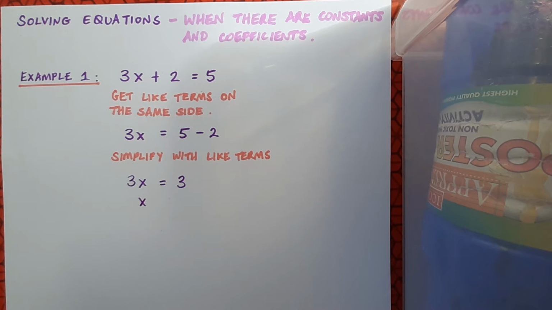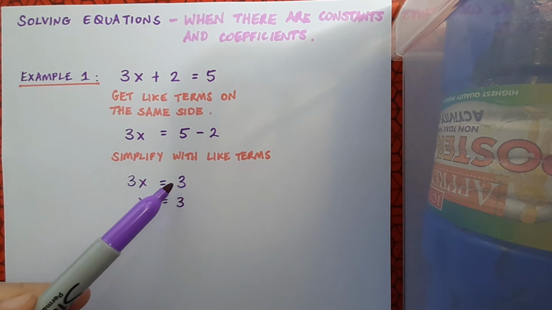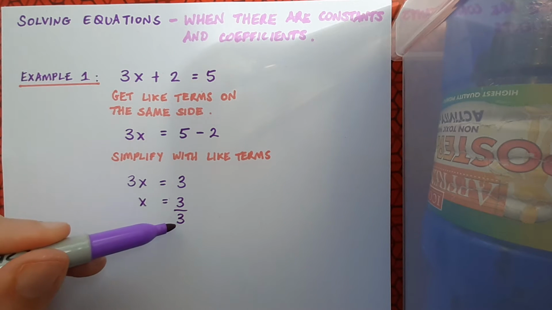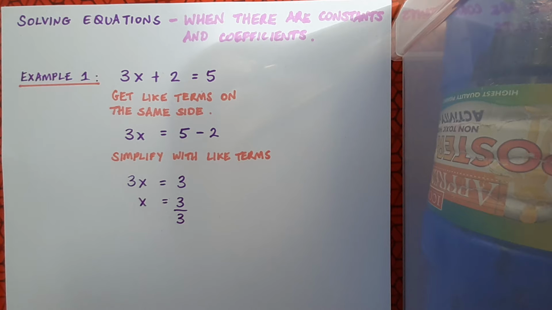So x will stay on the left. This 3 is already on the right-hand side. And the 3, which is the coefficient, comes across and it divides. Now I just need to evaluate this. 3 over 3 means that x is equal to 1.